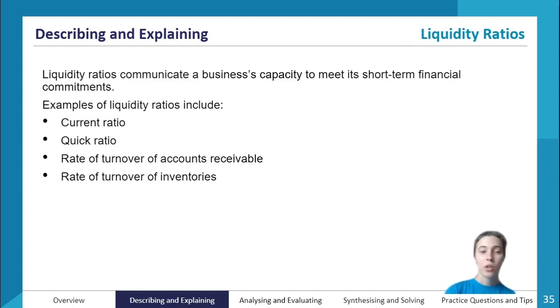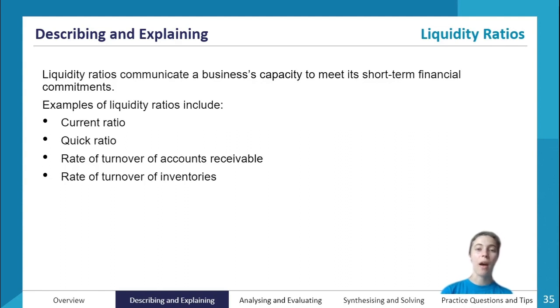The other aspect you need to know about for now is the liquidity ratios. Later on in the year, you'll look at stability ratios as well, and then some ratios that are specific to public companies. That doesn't come until the end of year 12. But for now, liquidity ratios are going to communicate a business's capacity to meet short-term financial commitments.